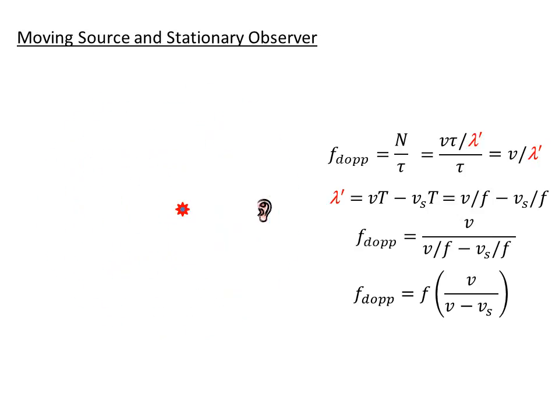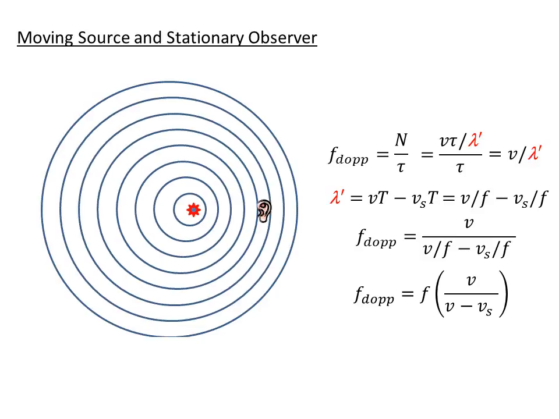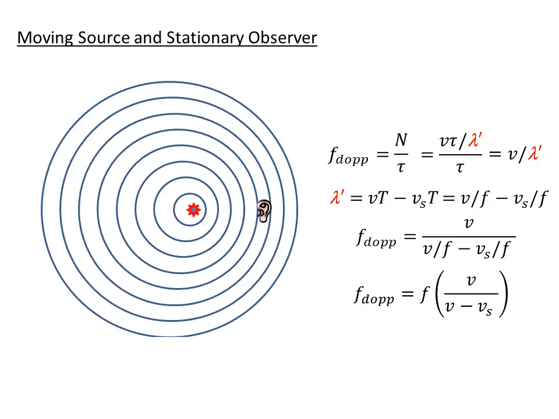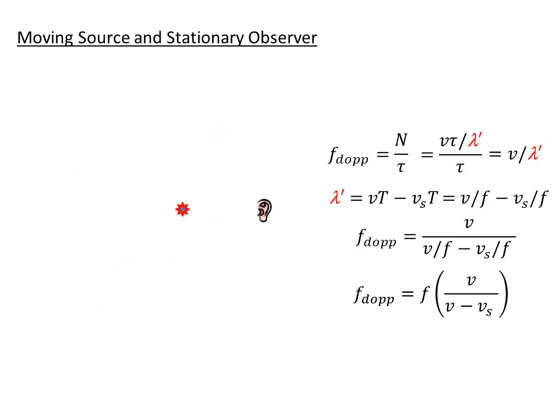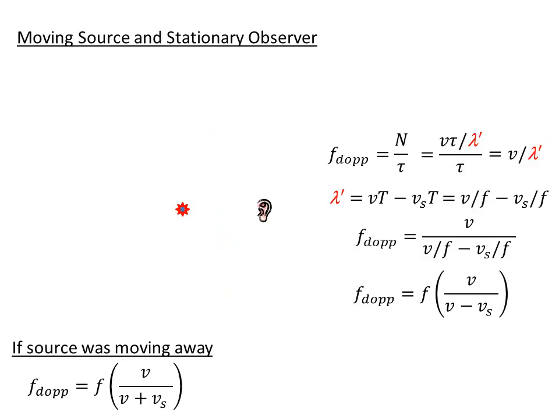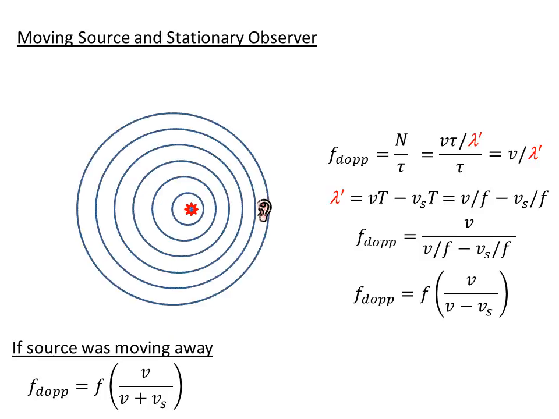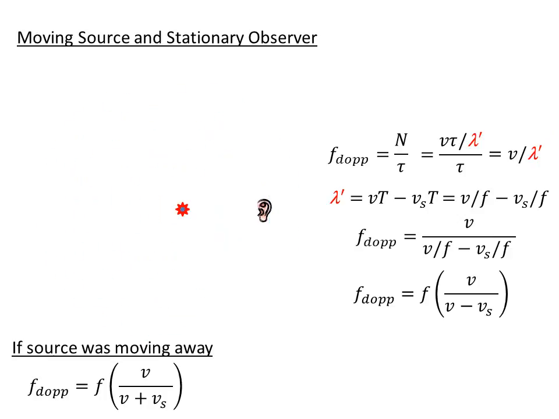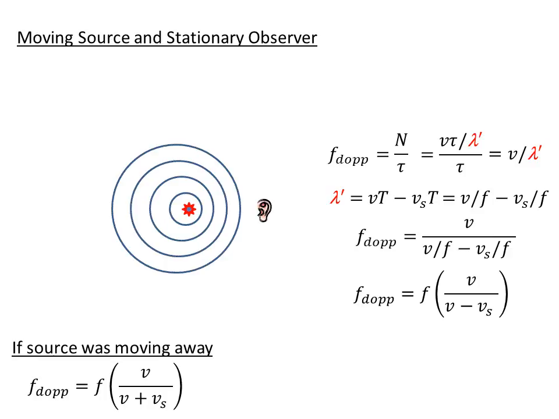Now the quantity in brackets is going to be greater than 1 because you're reducing the velocity by the velocity of the source, so that, as we expected, the f Doppler when the source is moving toward the observer is a higher frequency. If the source was moving away, then we'd have a different sign on the bottom, so that the denominator would be v plus vs, and that would give us a reduction in the frequency, or a greater wavelength, as you can see on the left-hand side away from the ear.